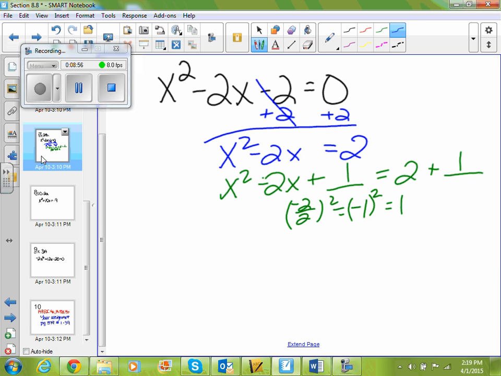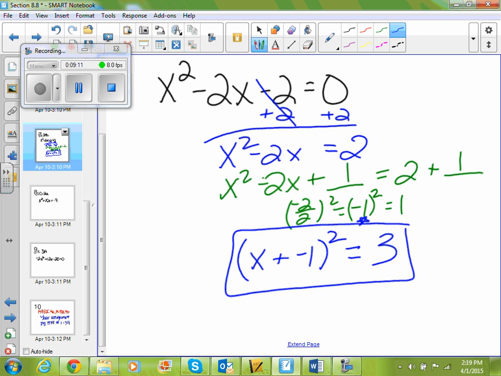Okay, well, if I factor this side, (x plus something) squared equals, what's 2 plus 1? 3. What goes in this blank? Negative 1. Then you stop.